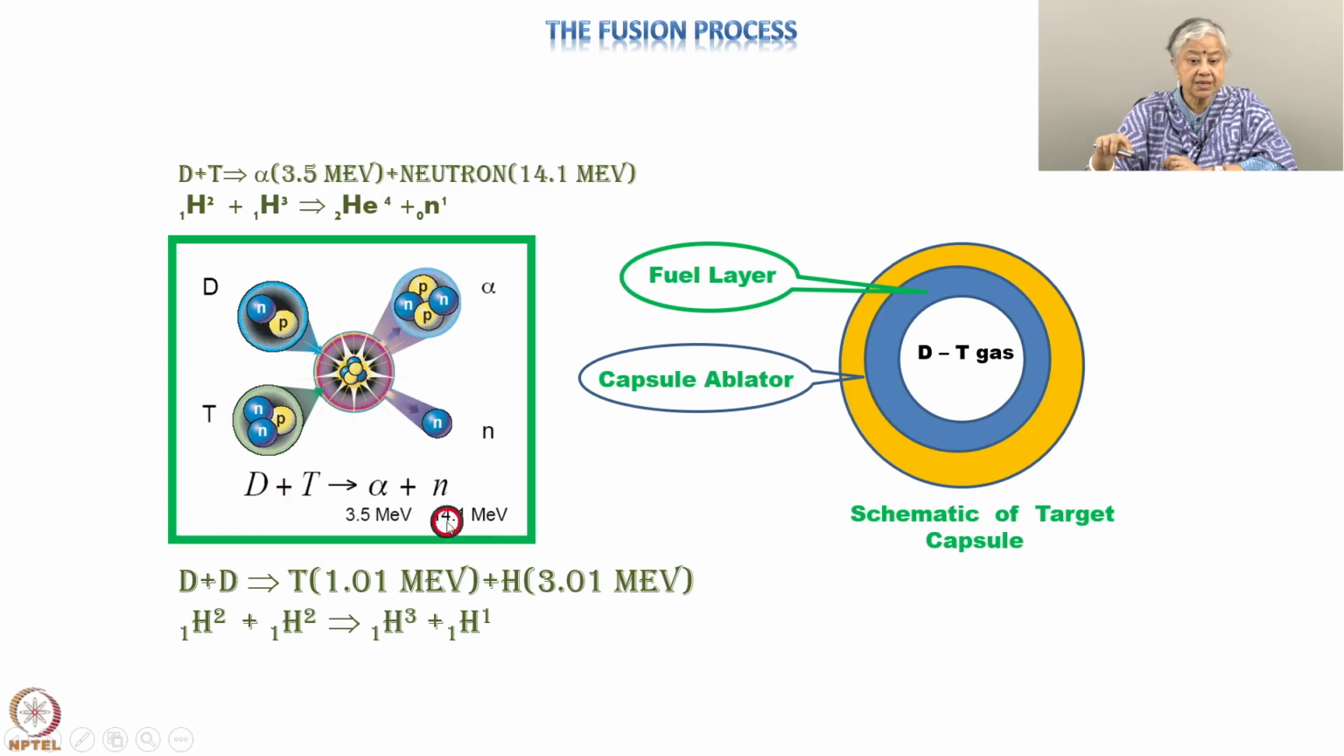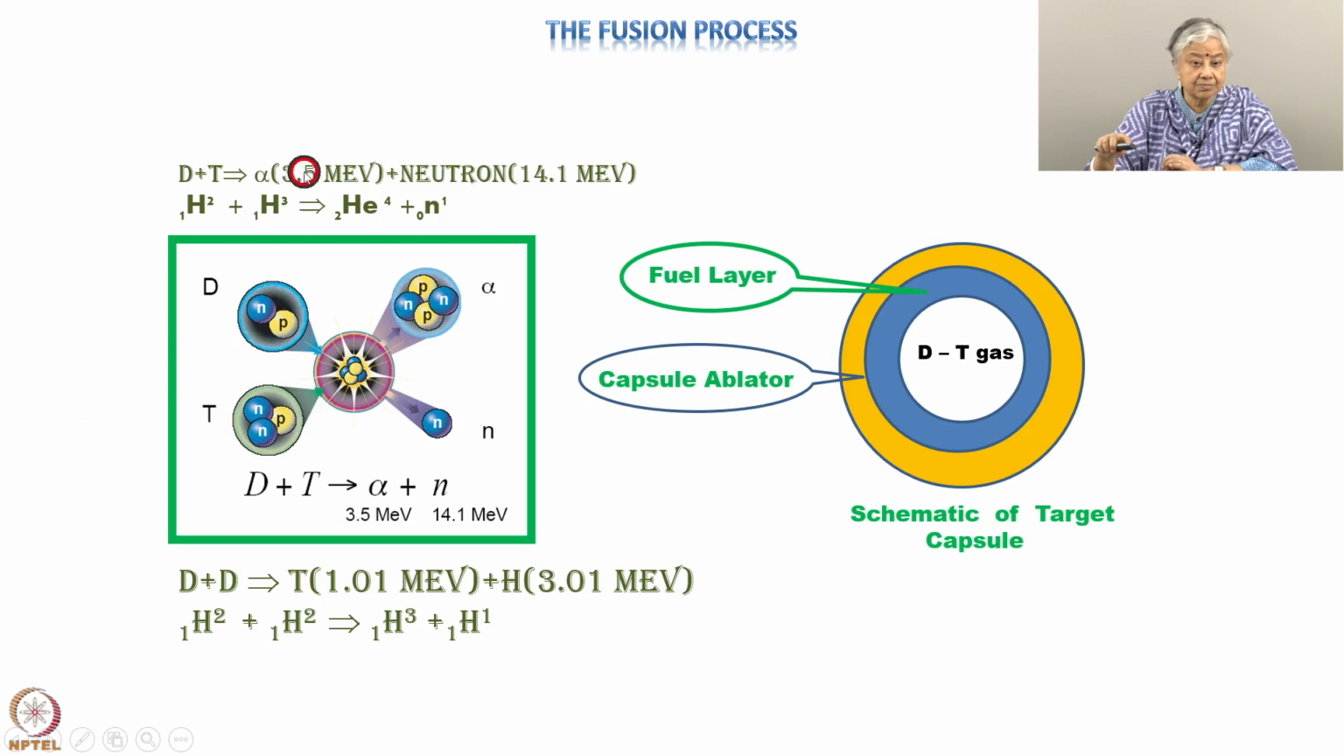So, D plus T gives alpha plus N. So, 3.5 MeV the alpha is carrying and 14.1 MeV the neutron is carrying. So, total is 17.6 MeV you get with one fusion process. So, that is a lot of energy in one fusion process.